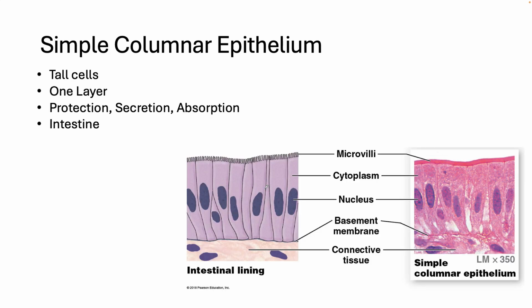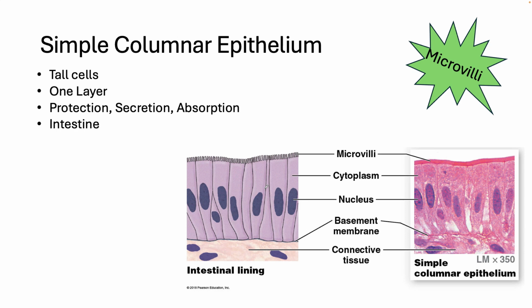So simple columnar cells are very large, tall, and skinny cells. Although they're only one layer thick, their function is absorption, secretion, and protection. They are often found with microvilli on the apical surface. And these microvilli, you can see up here, these little things, are projections of the plasma membrane from the surface of the epithelial cell. So they help increase the surface area.